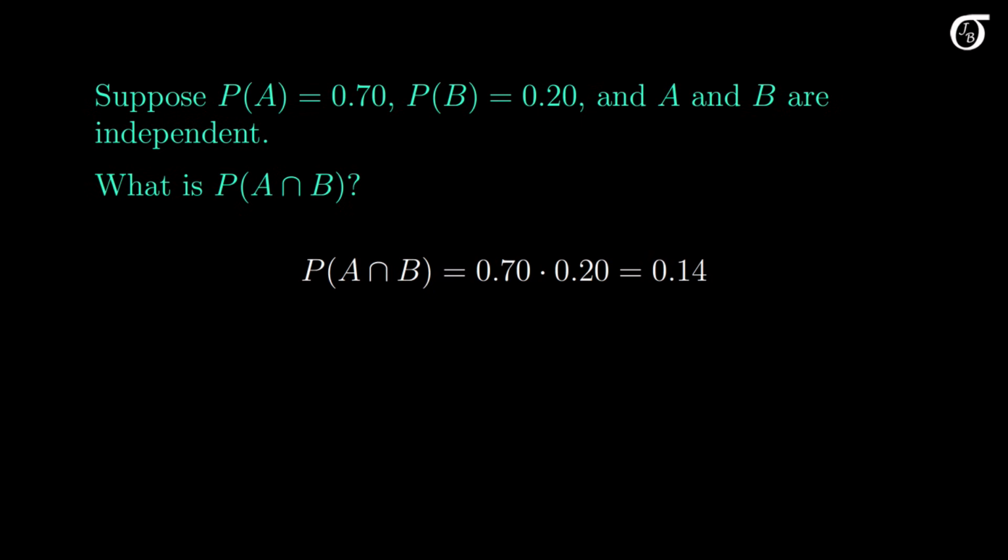If we hadn't been told A and B are independent, then we couldn't find the probability of the intersection. There is no way of finding the probability of the intersection from the individual probabilities alone. So independence can at times make our lives easier, as it makes finding the probability of the intersection easier. Note that here, since A and B are independent, the probability of A given B equals 0.7, just the probability of A. And the probability of B given A is 0.2, just the probability of B. We could verify this easily with the conditional probability formula.